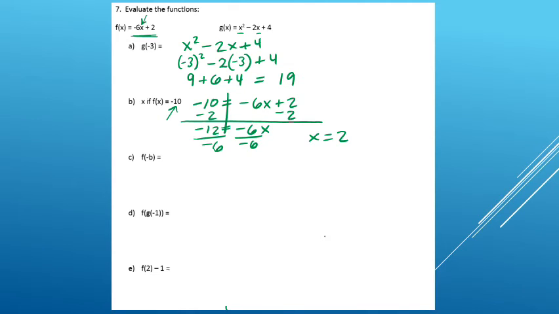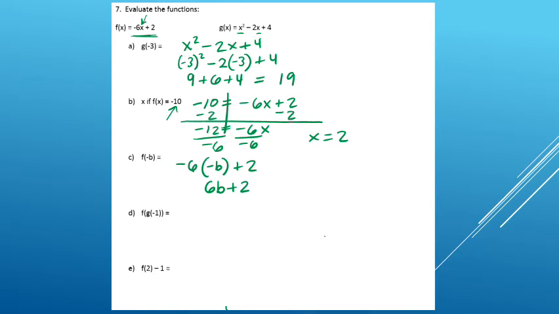For C, I have f of negative b. That might look a little strange at first, but it just means to plug in a variable. So instead of writing negative 6 times x, I'll write negative 6 times negative b plus 2. When I multiply negative 6 by negative b, we get positive 6b, right? Because the negatives will cancel out, plus 2. So that's just my final answer there, 6b plus 2.